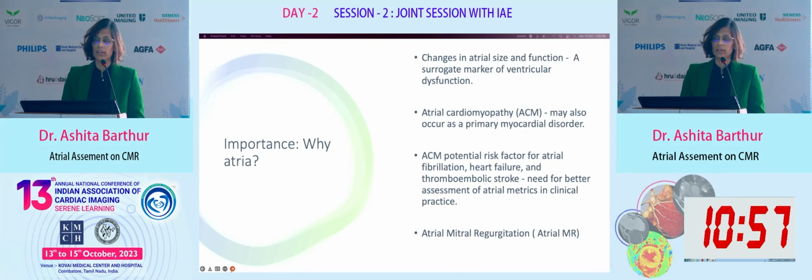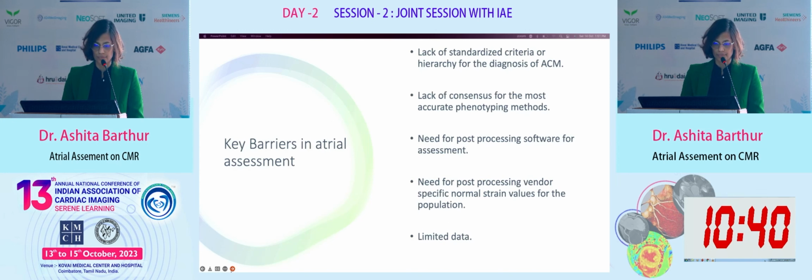Atrial mitral regurgitation has also gained recent importance. Basically, this is a mitral regurgitation which is primarily due to atrial dilatation, which leads to mitral annular dilatation, and this has regained recent importance.